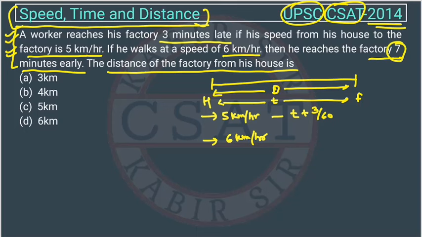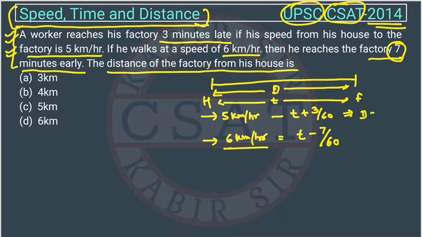In the second case, when he is going with a speed of 6 km per hour, he is taking 7 minutes less. Because T is the correct time, in the first case we added 3 minutes, and in the second case we deducted 7 minutes from the correct time. Now we apply the simple formula of speed and distance.